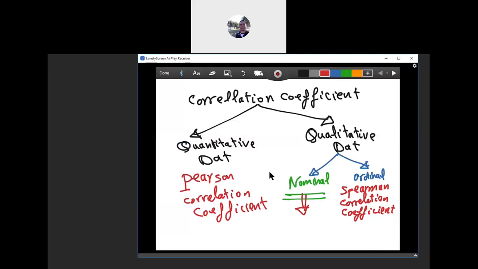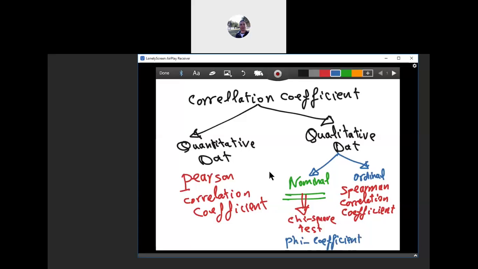So for the nominal data, you go for chi-square. The chi-square test just gives me whether there is a relation or not. But how can I measure the strength of this? I can measure the strength by something called the phi coefficient. Some people use phi square, but I prefer phi.